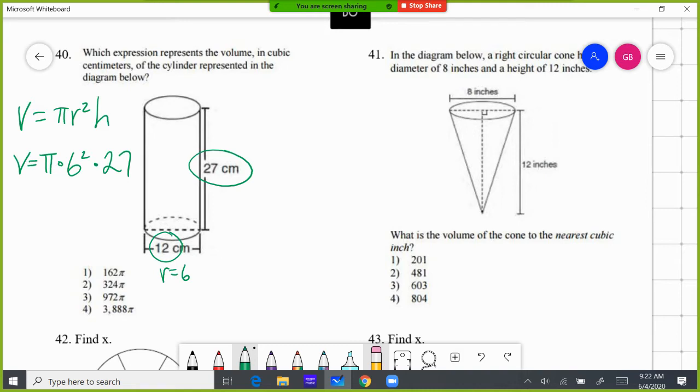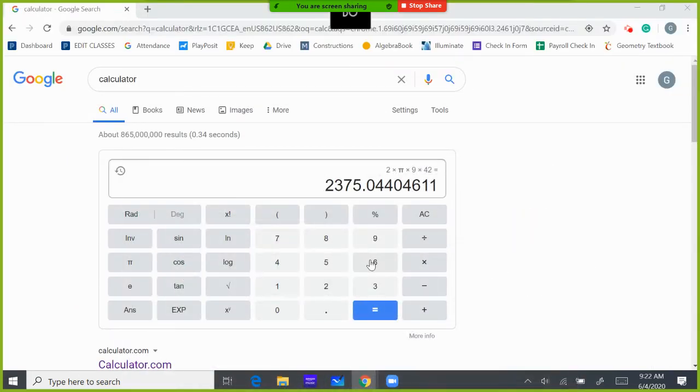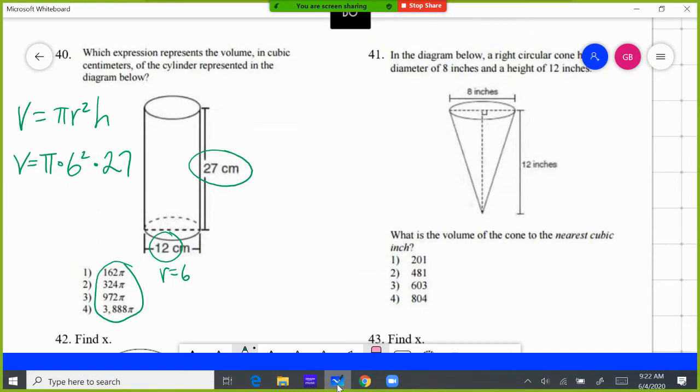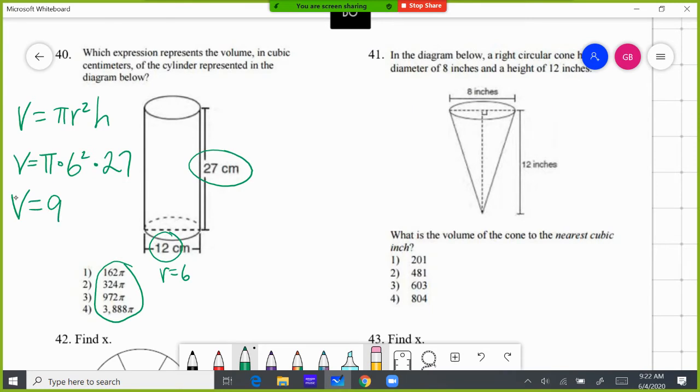And then looking at the answer choices, you don't have to multiply by pi, you're just going to write it next to it. So 6 squared times 27, 972. So the answer is the third option.